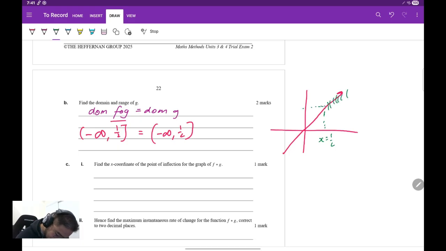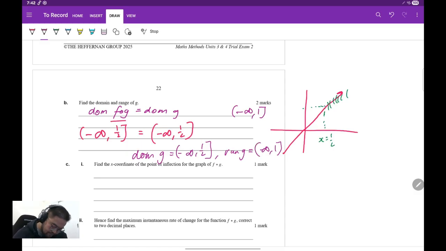So what's the corresponding y value? So this one here, we've got to substitute a half into there. Half, we get 1. Okay, so therefore we would say domain of g is equal to negative infinity to a half. Range of g is equal to negative infinity to 1 after we substitute a half into that.